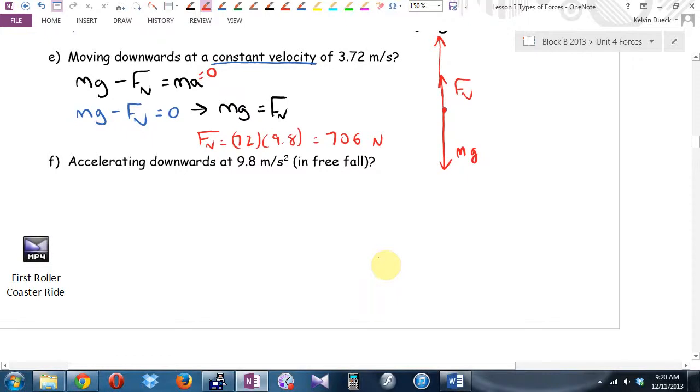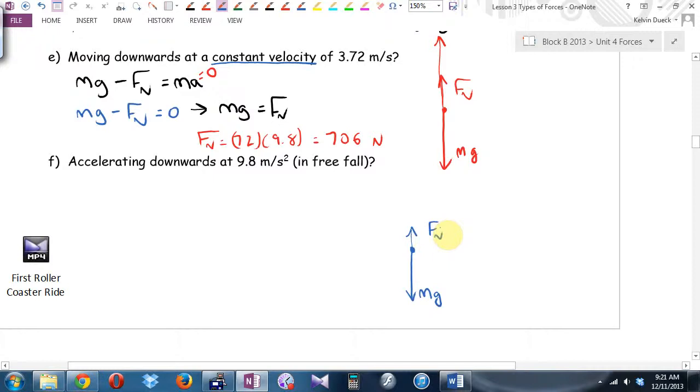F. Accelerating downwards at 9.8 meters per second squared in free fall. Hey, what do you think a scale would read then? 0 is correct. Prove it. This is a job for a free body diagram. What are the forces acting on this person? Get the obvious one. Gravity. What else? Now, you said there's no normal force. Let's guess wrong. Let's assume that there is a small normal force. Now, I'm pretty sure because we're accelerating downwards, gravity is the winner.